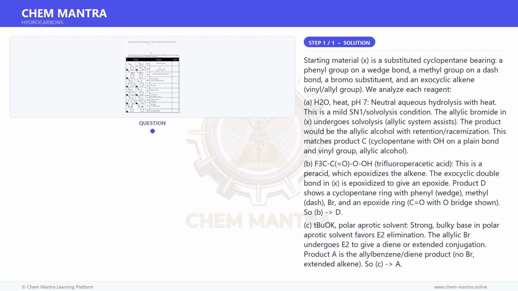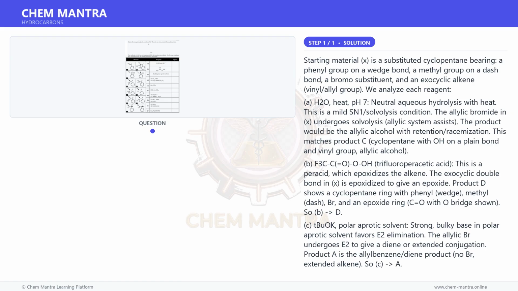So, G matches E. H: 1. BH3, ether; 2. H2O2, NaOH, hydroboration oxidation of the double bond. Anti-Markovnikov addition of OH. Product H shows the cyclopentane with phenyl on a wedge, methyl on a dash, Br, and an OH on a plain bond, the anti-Markovnikov alcohol.